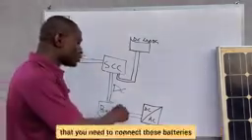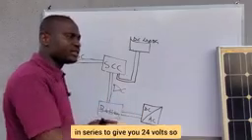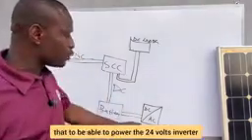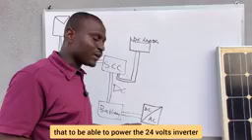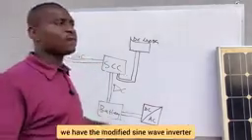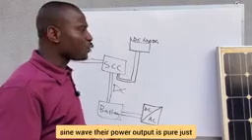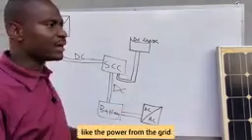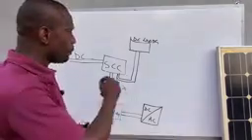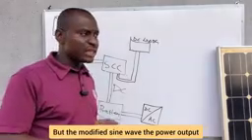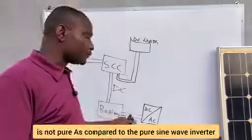What you need to do is connect these batteries in series to give you 24 volts, so that you'll be able to power the 24 volt inverter. For the inverters, we have the modified sine wave inverter and the pure sine wave inverter. The pure sine wave power output is pure, just like the power from the grid or from the generator. But the modified sine wave power output is not pure as compared to the pure sine wave inverter.